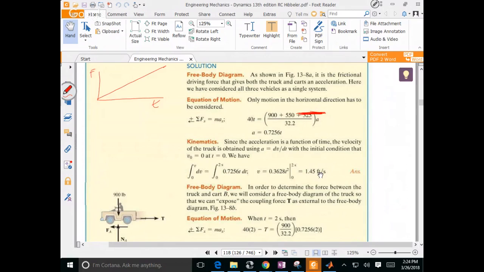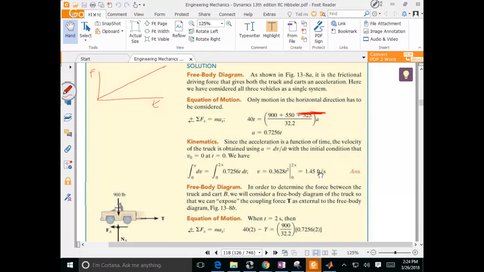And so you integrate. What you had is dv dt is equal to acceleration. We take the dt on the bottom, put it over here, and leave the dv over here. Then you integrate. At 0 seconds, the velocity is 0. At 2 seconds, we want to know what it is. And so we put v is equal to this, take the derivative, put that in, you get 1.45 seconds.